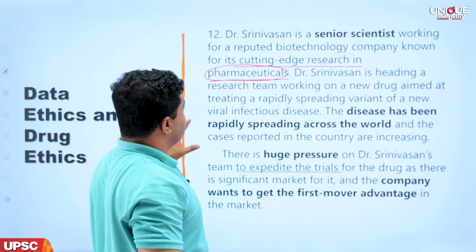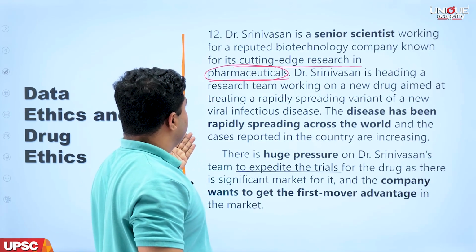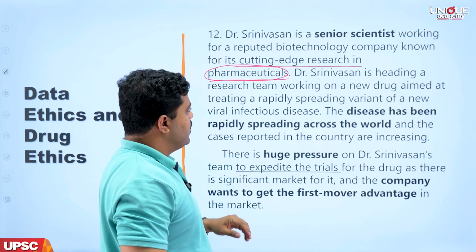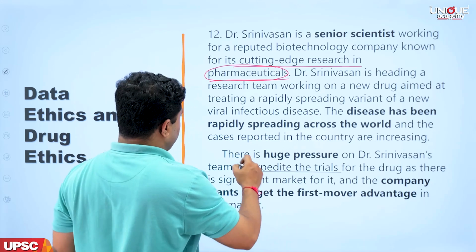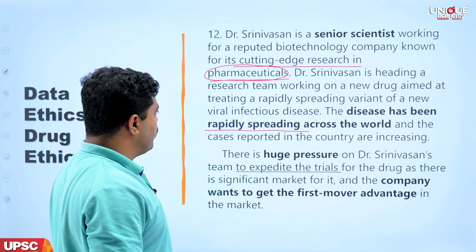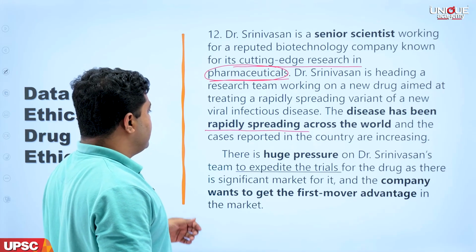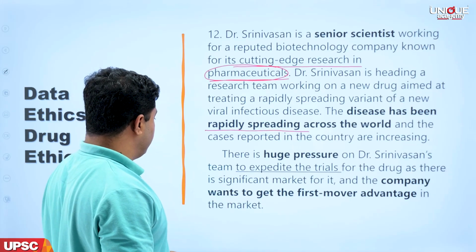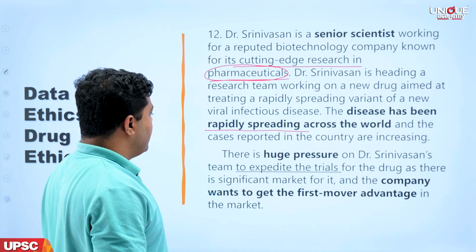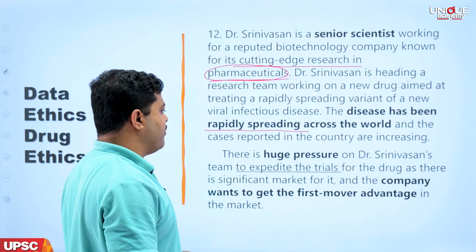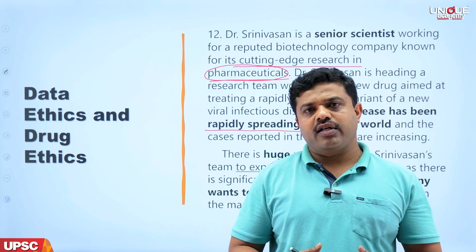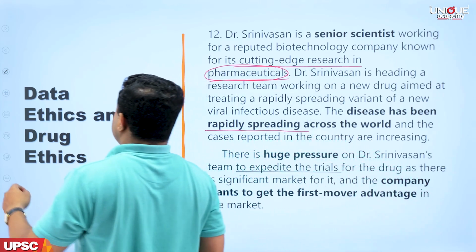Srinivasan is heading a research team working on a new drug aimed at treating a rapidly spreading variant of a new viral infectious disease. The disease has been rapidly spreading, so this is alarming situation, like it happened in COVID, and the cases reported in the country are increasing. There is a huge pressure on scientists, Dr. Srinivasan's team, to expedite the trial for the drug as there is significant market for it. And the company wants to get the first mover advantage. So if the drug of the company comes first in the market, it will have advantage over the others. Okay. What is the other scenario?